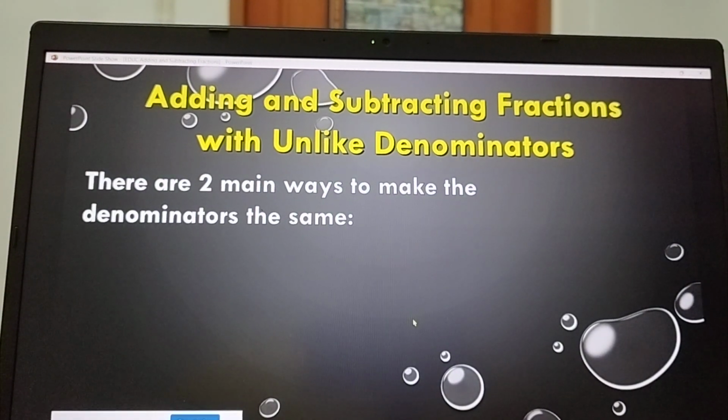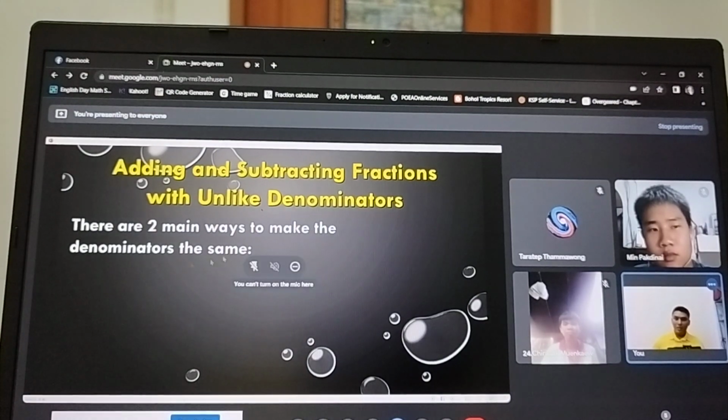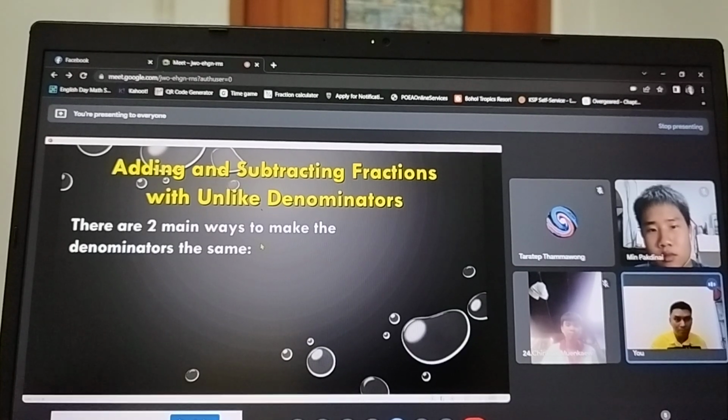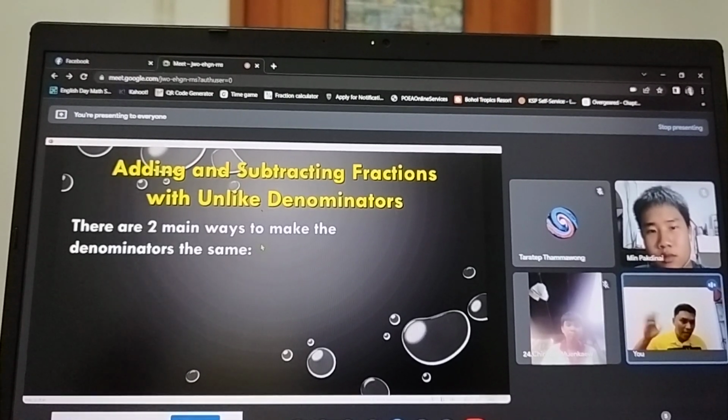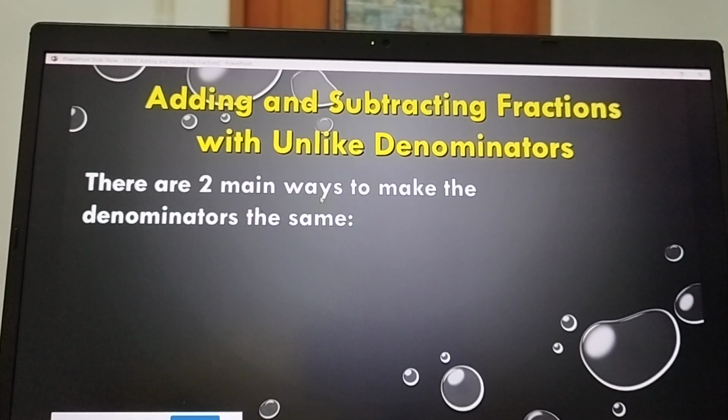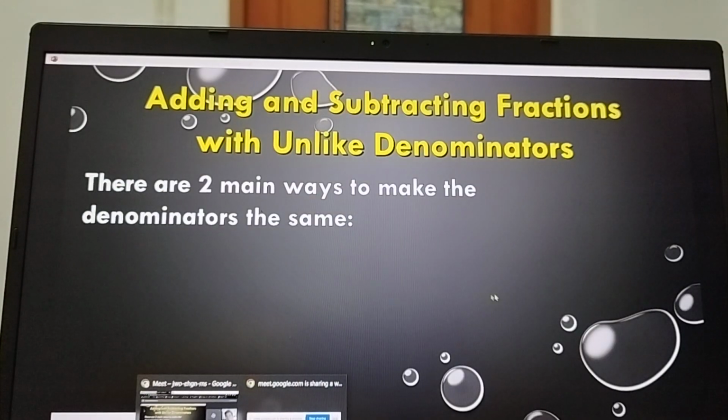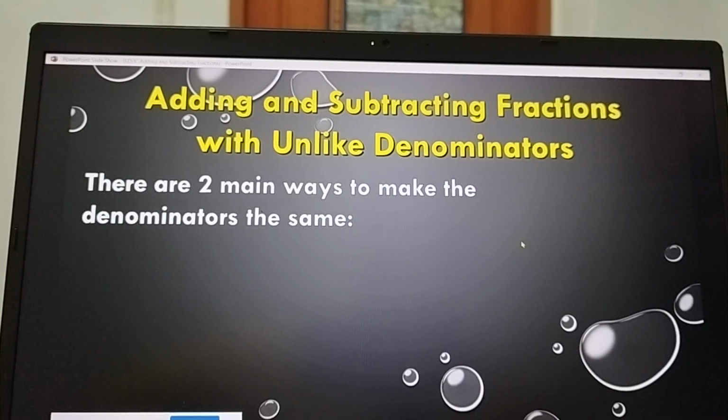Next, adding and subtracting fractions with unlike denominators. So what will you do if the denominators are not the same? First, it's easy when the denominators are already the same, right? Just add or subtract the numerators. Here, the denominators are not the same, so you have two main ways to make the denominators the same.